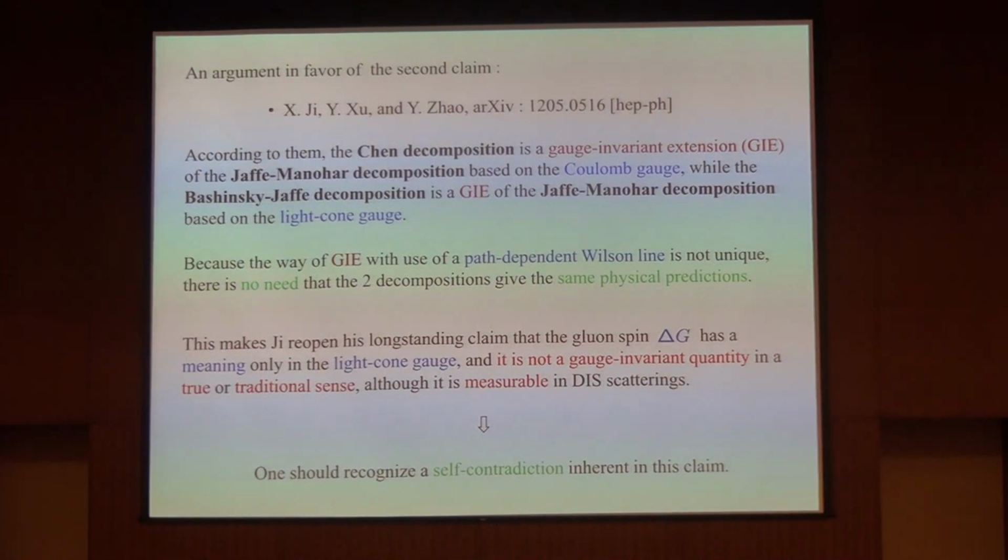The argument in favor of this claim is due to Ji and his collaborators. According to them, the Chen decomposition is a gauge invariant extension of the Jaffe-Manohar decomposition based on a Coulomb gauge. On the other hand, the Bashinsky-Jaffe decomposition is a gauge invariant extension of the Jaffe-Manohar decomposition based on a light-cone gauge.